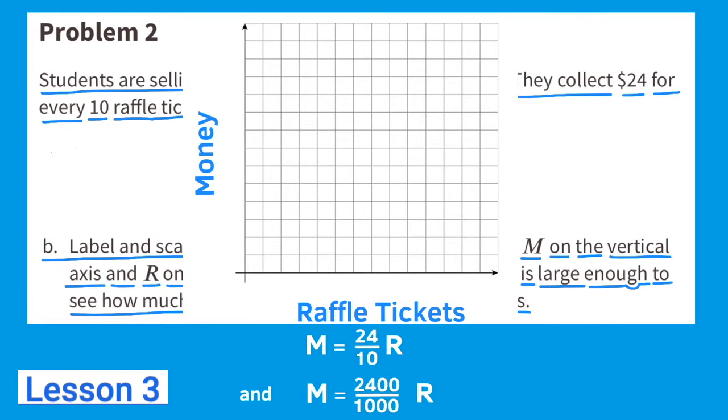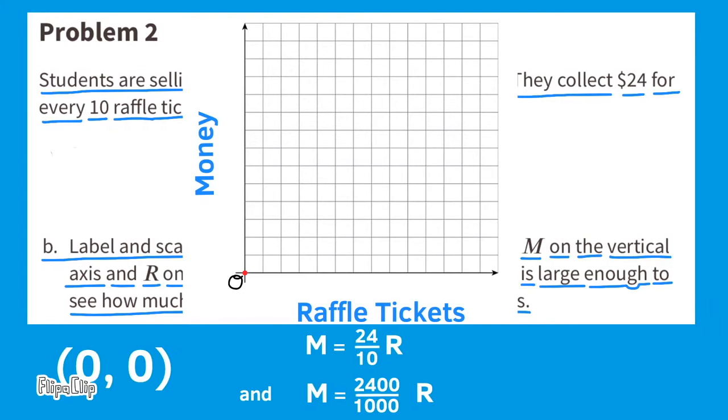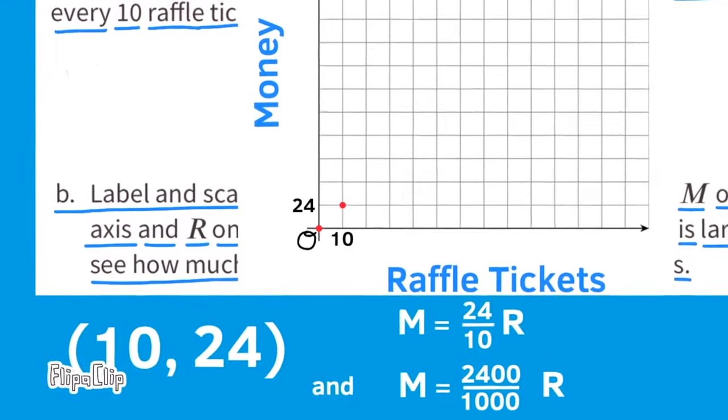I'm going to label the origin, which is the 0 value for x and the 0 value for y. Remember, according to my formula, R is always going to be 24/10 times larger than M, which means the x value will always be 24/10 times larger than the y value. Let's say the x value is 10, then the y value must be 24. This makes an ordered pair, or a set of coordinates. The x value is 10 and the y value is 24. I'll plot a point to represent 10, 24.